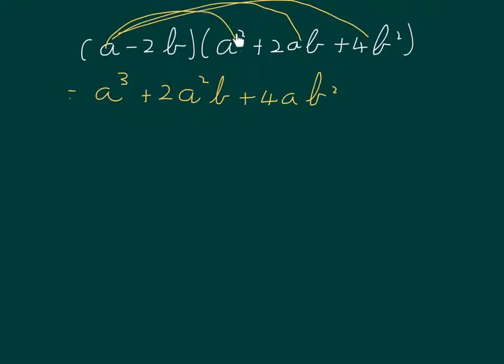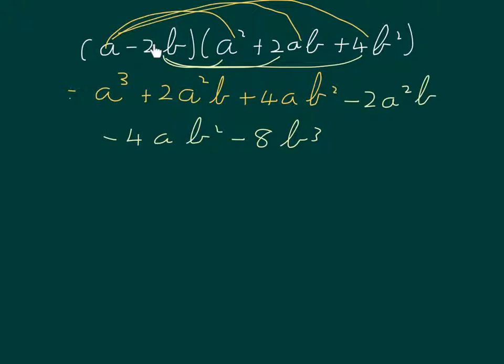Let's do this one together. So the a times the a squared is the a cubed. The a times this number over here gives me a plus 2a squared b. And that one times that one over there gives me the answer here. We'll do the same now with minus 2b. The minus 2b times the a squared gives me the minus 2a squared b. This one times that one gives me the answer I get over here. And this one times that one gives me the answer over here.